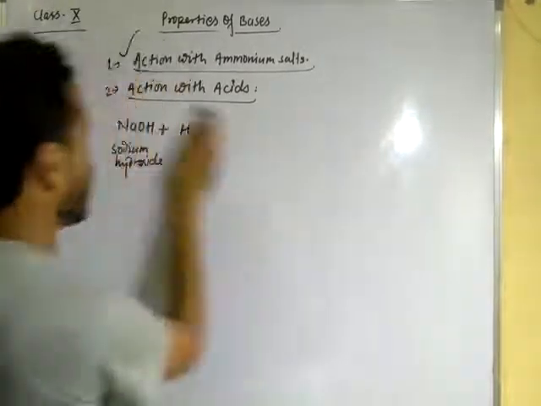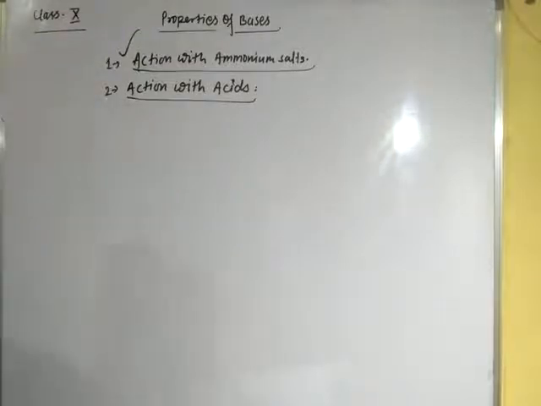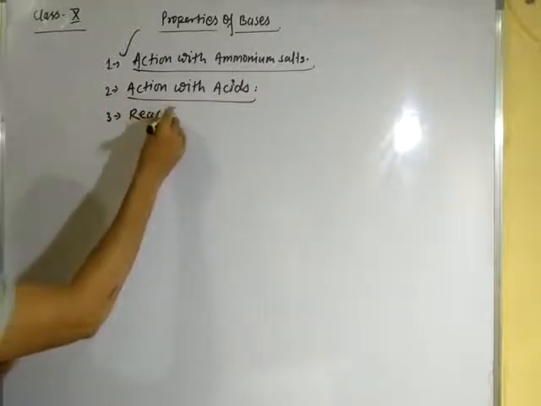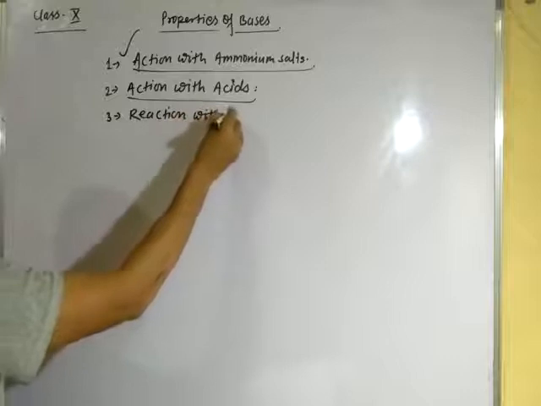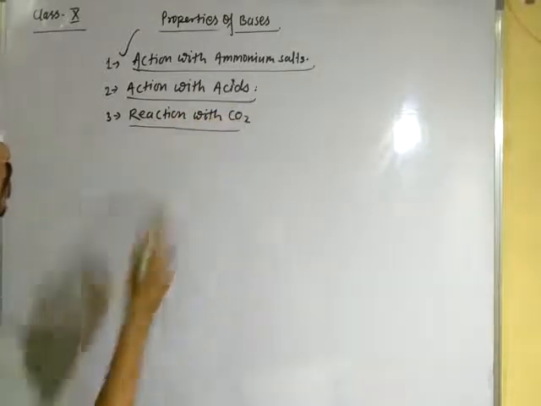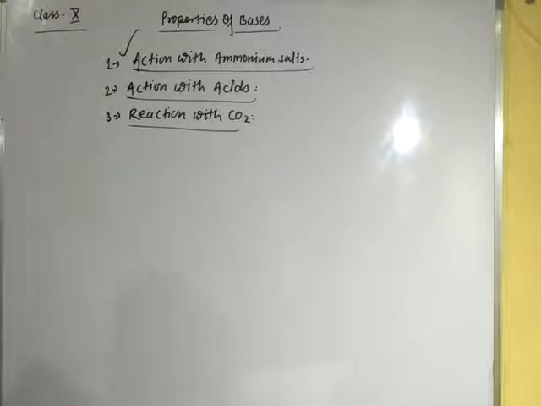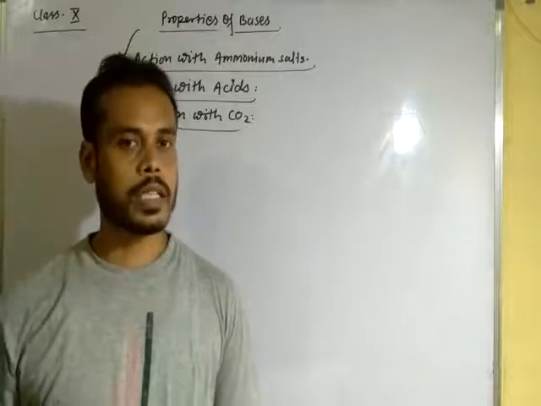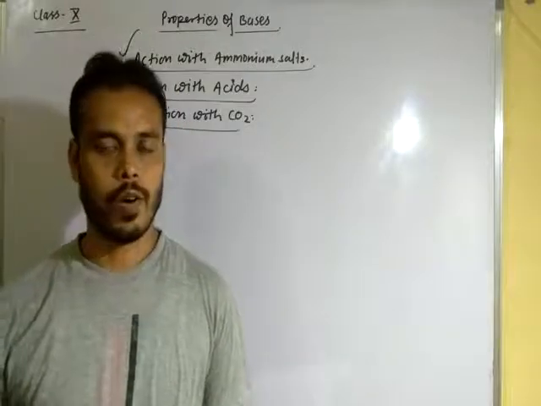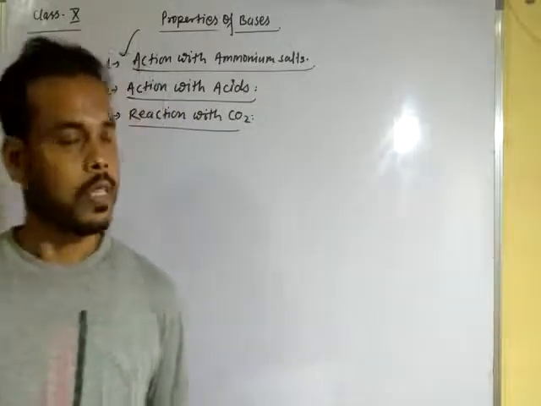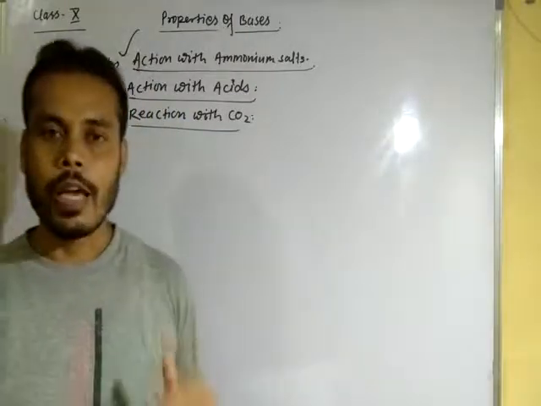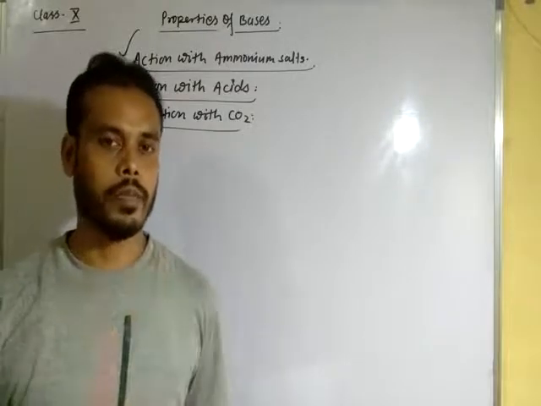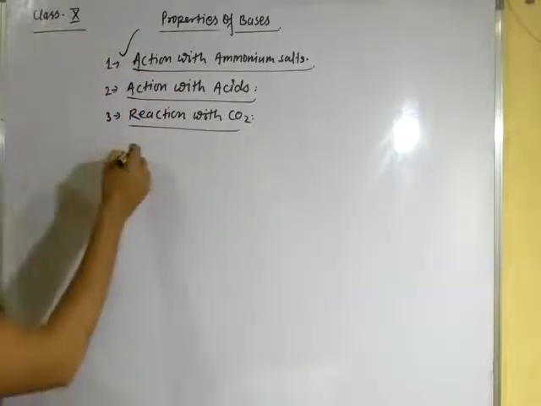Okay, dear student. Next one is reaction with carbon dioxide, reaction with CO2. When a base absorbs atmospheric carbon dioxide, it forms carbonate. Remember, listen once again: when a base absorbs atmospheric carbon dioxide, it forms carbonate. Let us see the example.